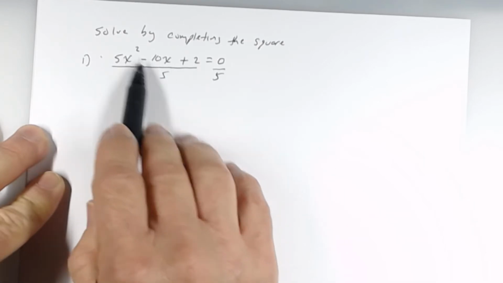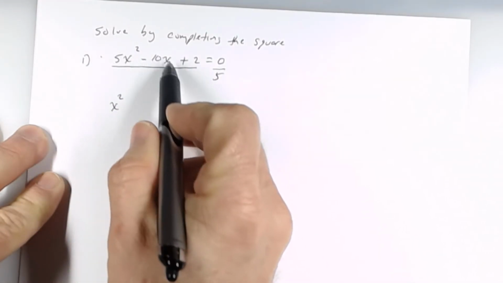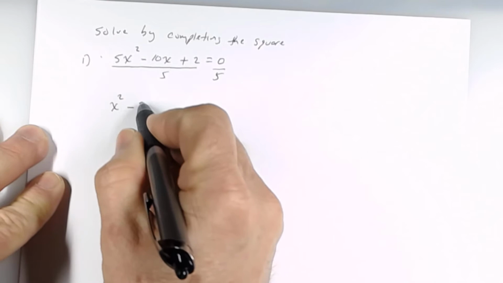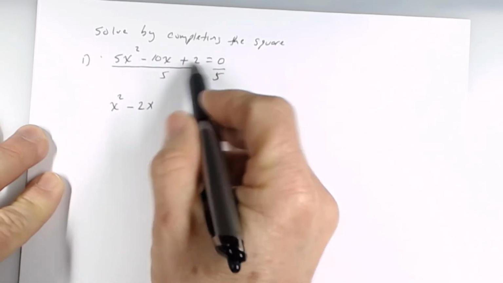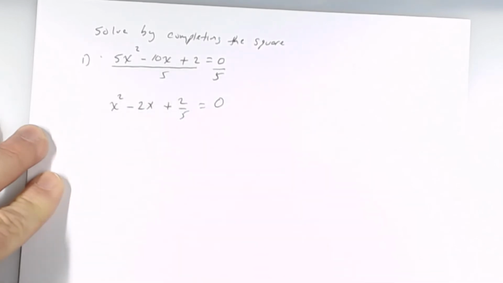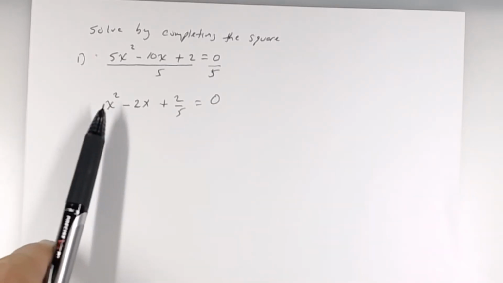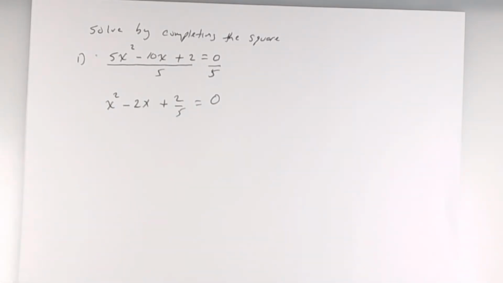So what's 5x squared divided by 5? x squared. What's negative 10x divided by 5? Negative 2x. And then what's 2 divided by 5? 2/5, and that's going to equal 0. All right, so that's where I'm at. The ones on that previous worksheet were easier to deal with because the terms didn't have any fractions in them. This one does.